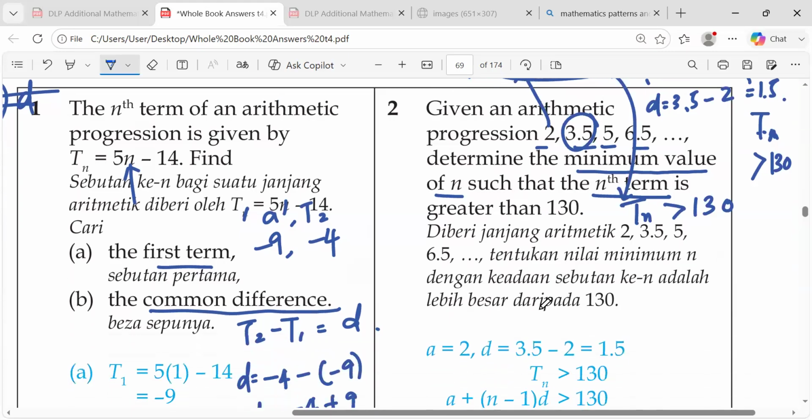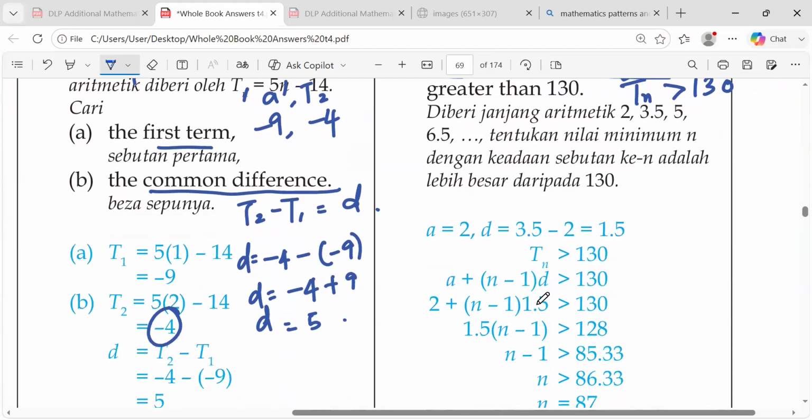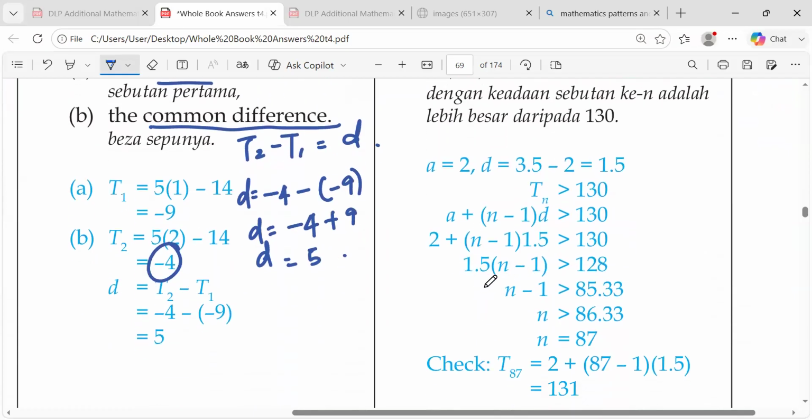Okay, let's check. You just substitute the D inside and the A inside. Greater than 130. Okay, 2 will be minus here. This one is divided. Left hand side divided by 1.5, right hand side divided by 1.5. So I get this.